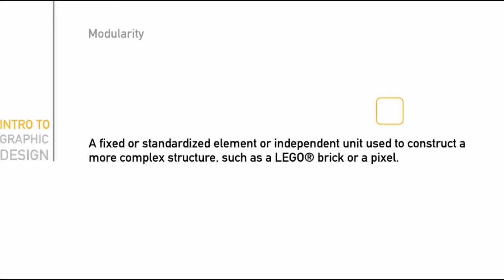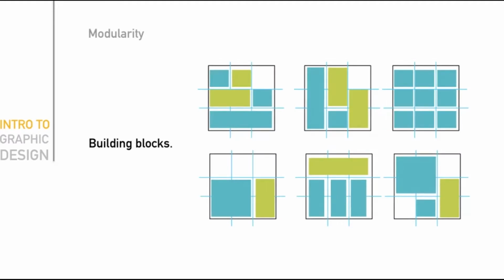So what's modularity? Well, it's a unit. It's a defined unit, fixed or standardized element that you use to build a more complex structure. Lego bricks are modules. A pixel on your computer display is a module. A single square on a piece of grid paper is a module. And you combine those modules in various ways to create larger things. So we can look at it like this.